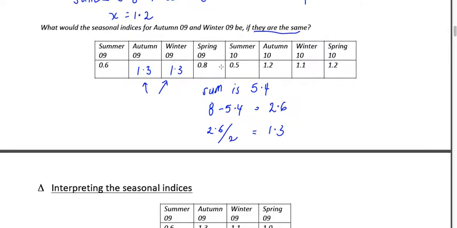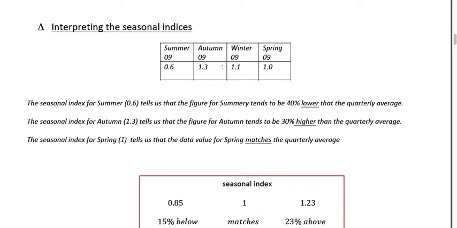Moving on, let's have a look at how we interpret the seasonal indices. Here we have seasonal indices for 4 different seasons in 2009. That's why it's got the 09 underneath. So this is what it means. If you've got an index of 1, it means that it is exactly the average, it matches the average. You don't need to write this down because it's written down here. The seasonal index for spring tells us that the data value matches the quarterly average.